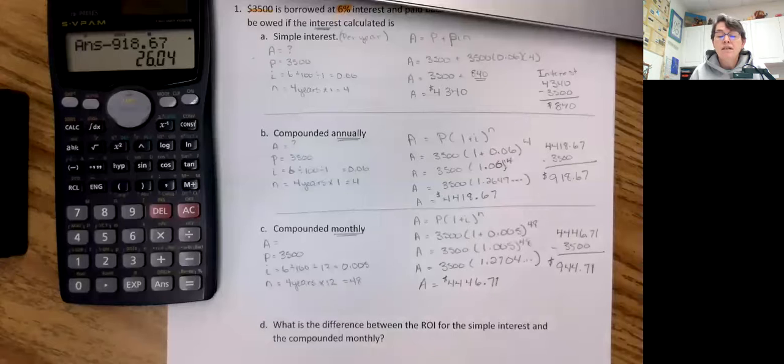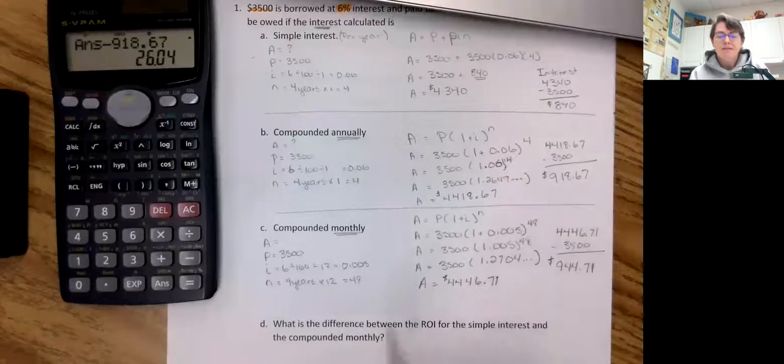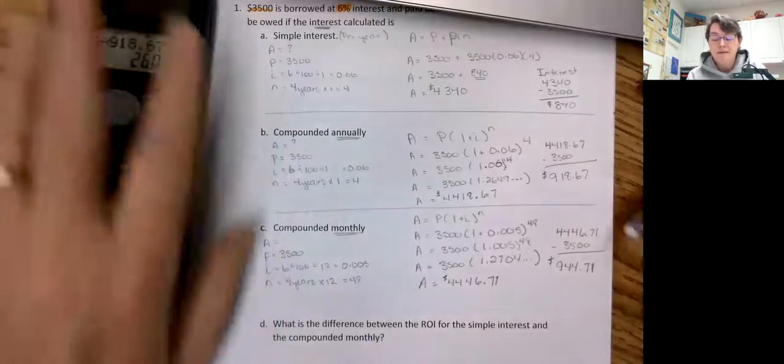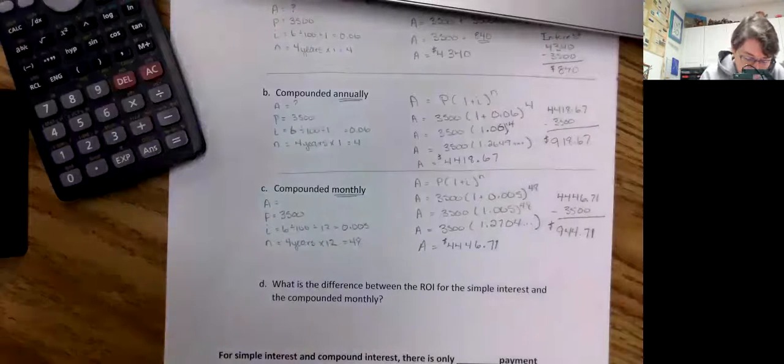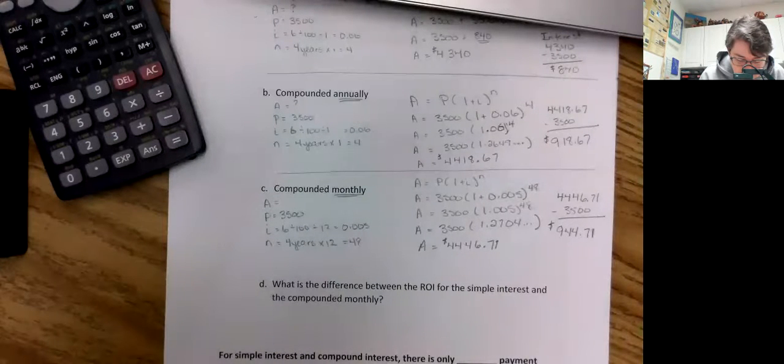Now, what is the difference between the return on investment for the simple interest and the compounded monthly? I'm going to do it, but that being said, if we're looking for return on investment, we probably should have made an investment, not a borrow, but it's okay. We'll do it anyway. ROI is equal to interest over investment times 100.